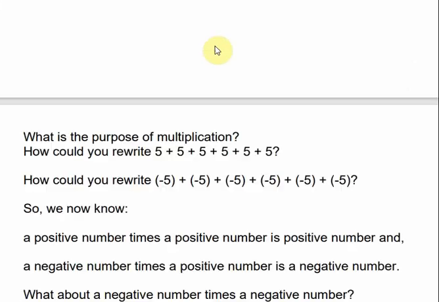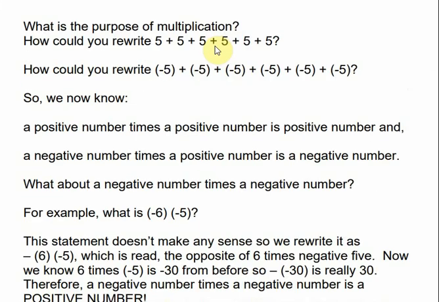This is 8.5, multiplying and dividing real numbers. What is the purpose of multiplication? How could you rewrite 5 plus 5 plus 5 plus 5 plus 5 plus 5? Well, there are 6 5s, and instead of writing that out 6 times, we could write it as 6 5 times.